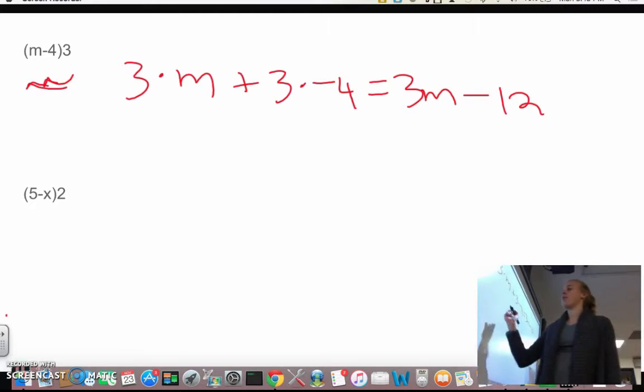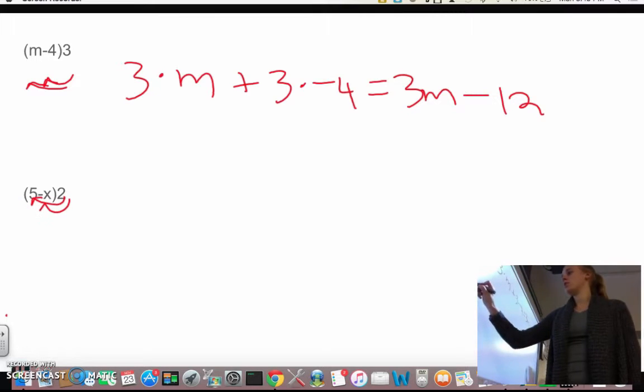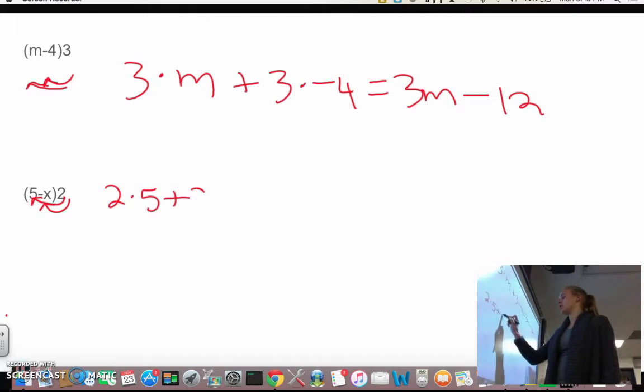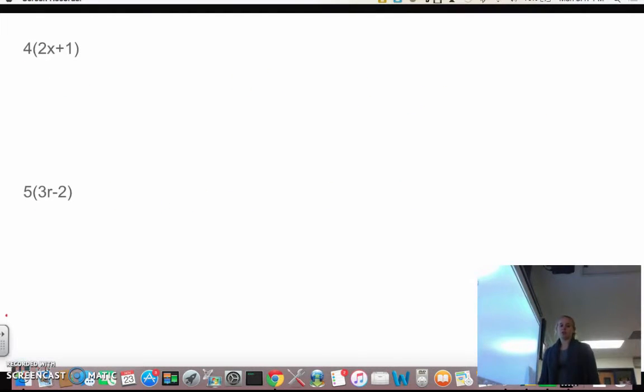Okay, so 5 minus x times 2. So we'll take 2 times 5 and then 2 times negative x. 2 times 5 plus 2 times negative x will give us 2 times 5 is 10, and 2 times negative x, the signs don't match, it's a bad thing, minus 2x. And that's your answer.